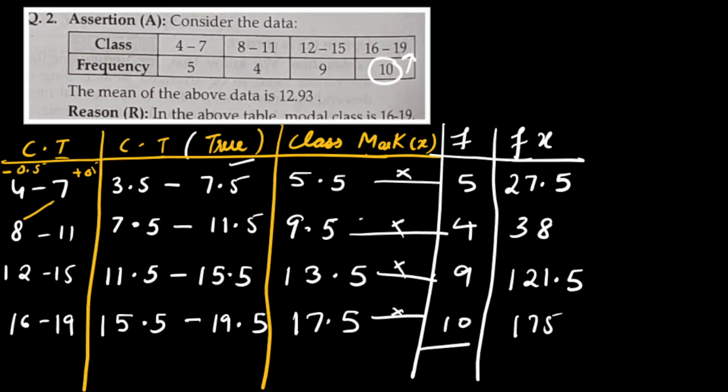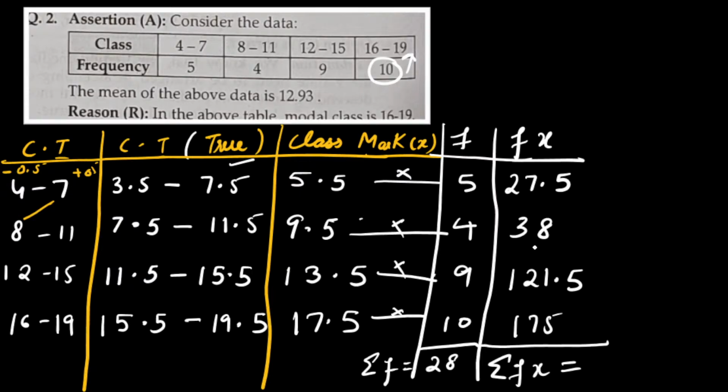Now I need the total of frequency and total of fx. So what is the total of frequency? 5 plus 4 plus 9 plus 10. Total of frequency is 28. Total of frequency we can write as sigma f. So that is 28. Total of fx we can write as sigma fx. You can just add these all.